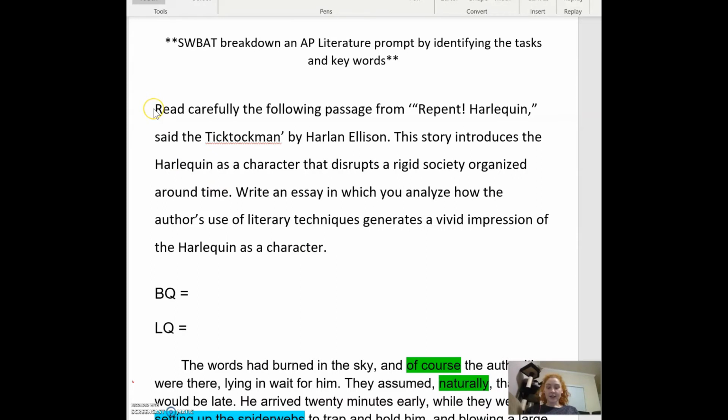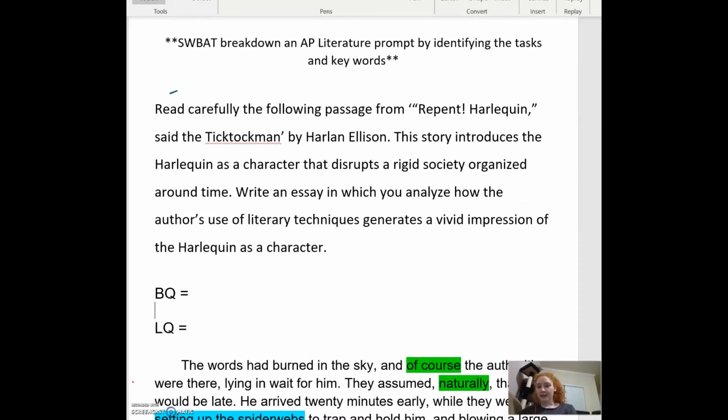This prompt here has been modified to fit Repent, Harlequin, Said the Ticktockman. But it's been formatted exactly like an AP prompt. So I'm going to read it out loud with you. Read carefully the following passage from Repent, Harlequin, Said the Ticktockman, by Harlan Ellison. This story introduces the Harlequin as a character that disrupts a rigid society organized around time. Write an essay in which you analyze how the author's use of literary techniques generates a vivid impression of the Harlequin as a character. So there's 3 sentences in this prompt, and each sentence is doing something important.